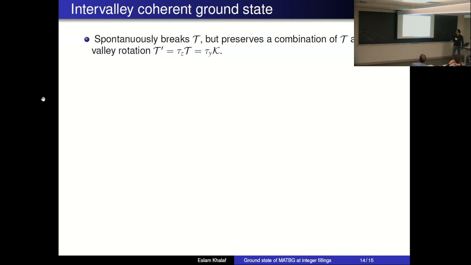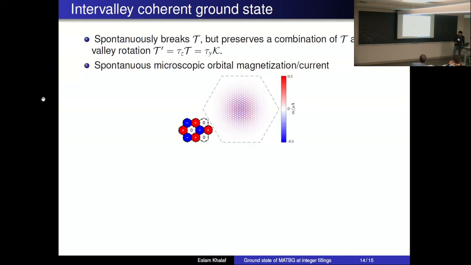Microscopically, what does this state look like? It breaks time reversal, it breaks valley symmetry, but it preserves a combination of the two. Since valley symmetry appears microscopically as translation, this state has microscopic orbital magnetization. So it has a pattern of orbital magnetization on the carbon level that goes between minus some value and plus the same value.